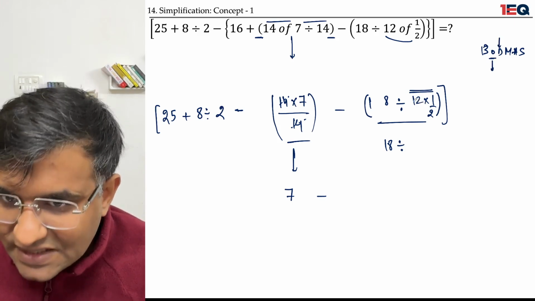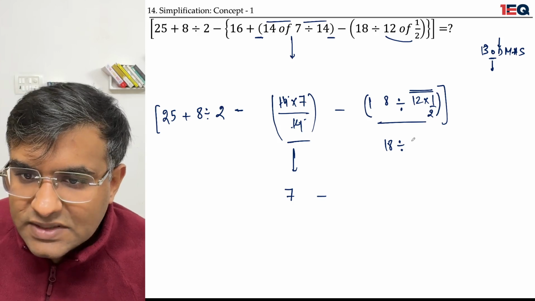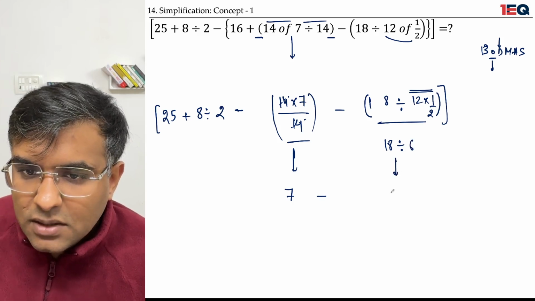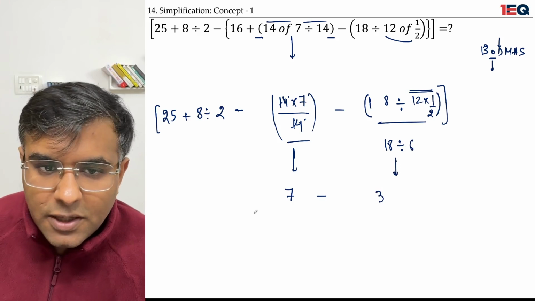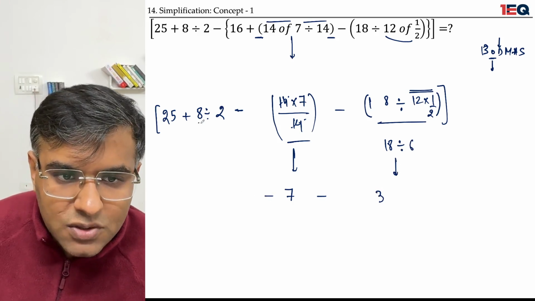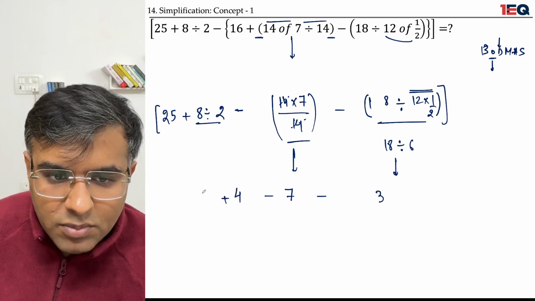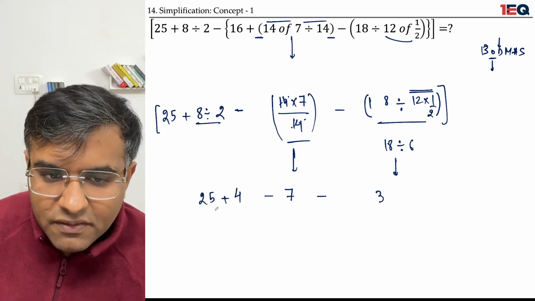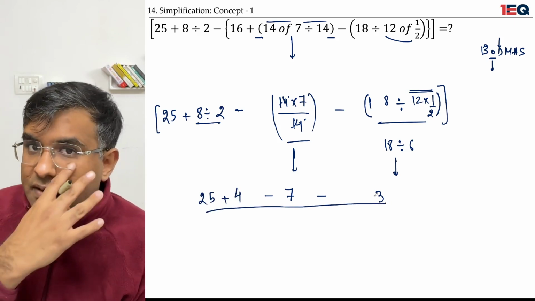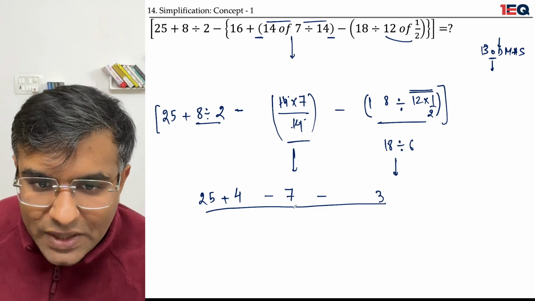12 into half is 6. 18 divided by 6 would give me an answer as 3. Now I quickly come here and solve this. 8 divided by 2 would give me answer as 4. This would be plus, and I would have 25. Now everything is left in terms of plus and minus, so I can quickly solve them.